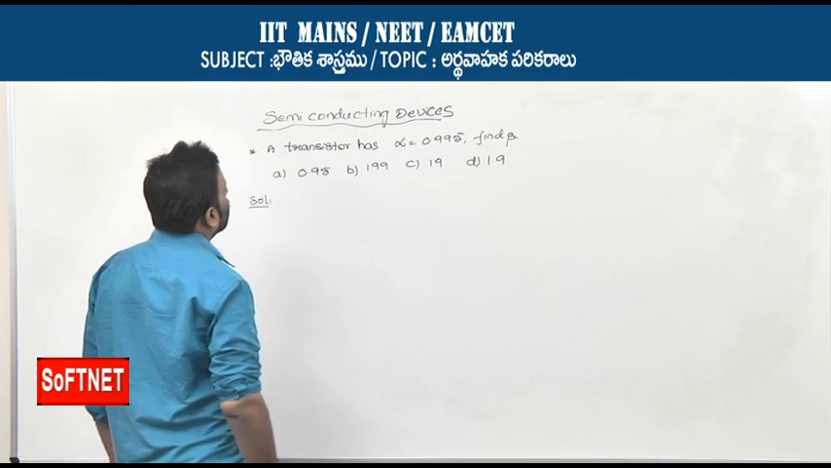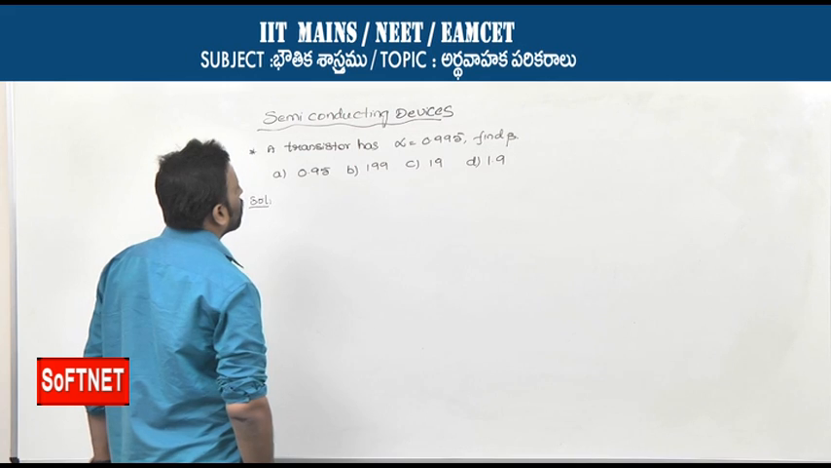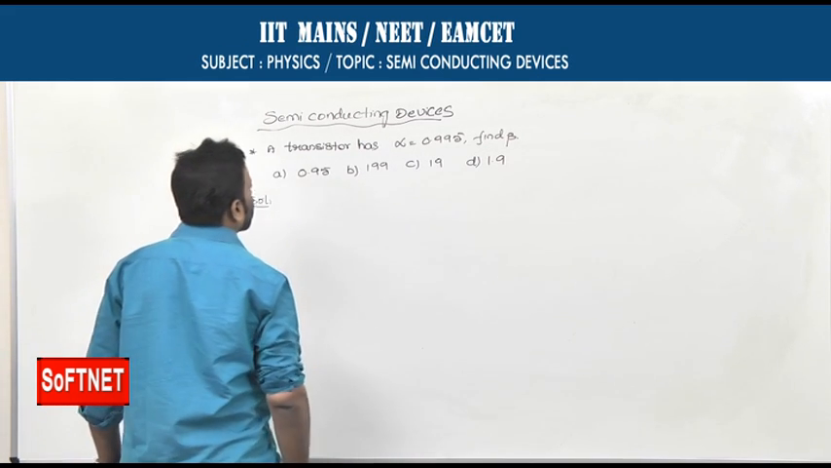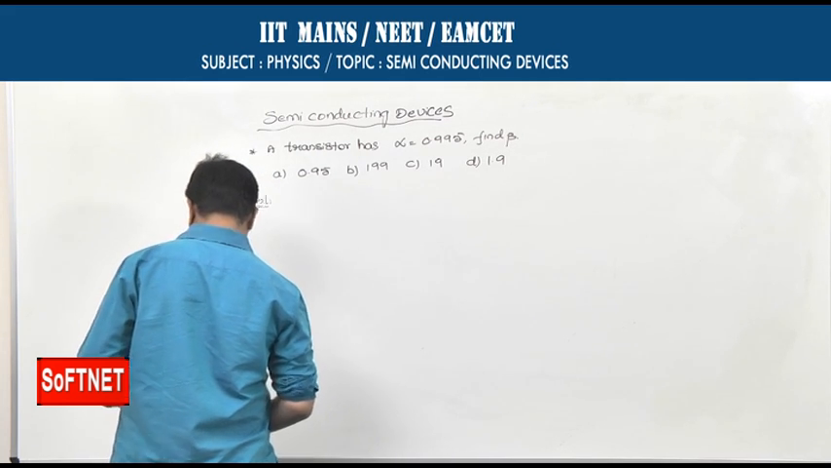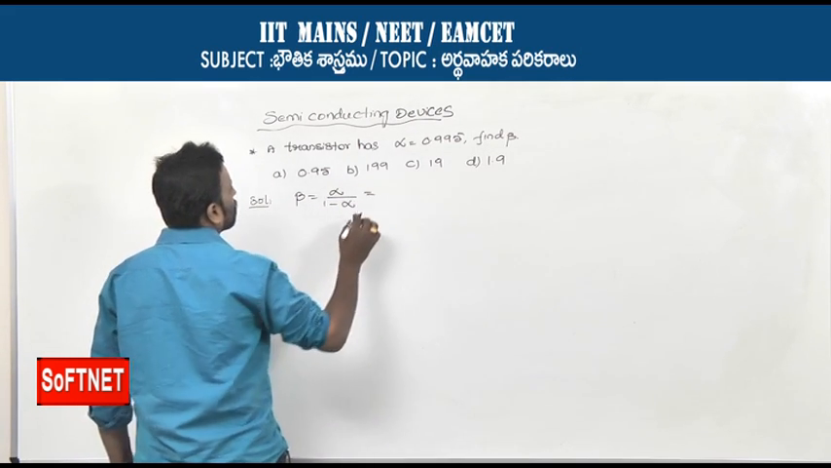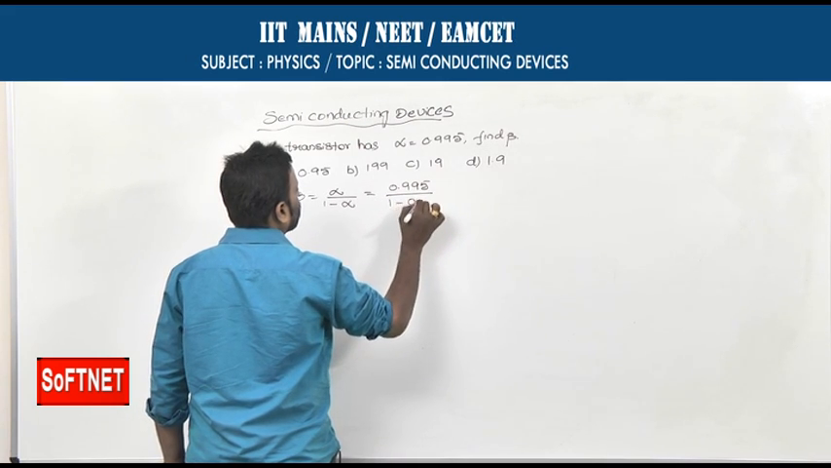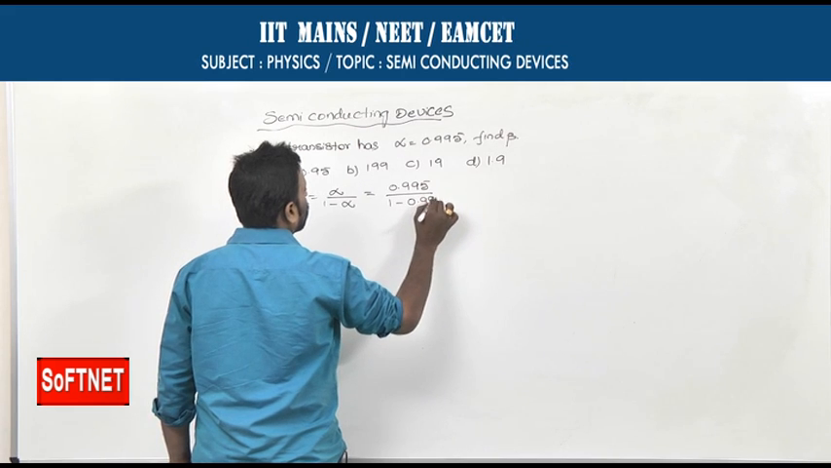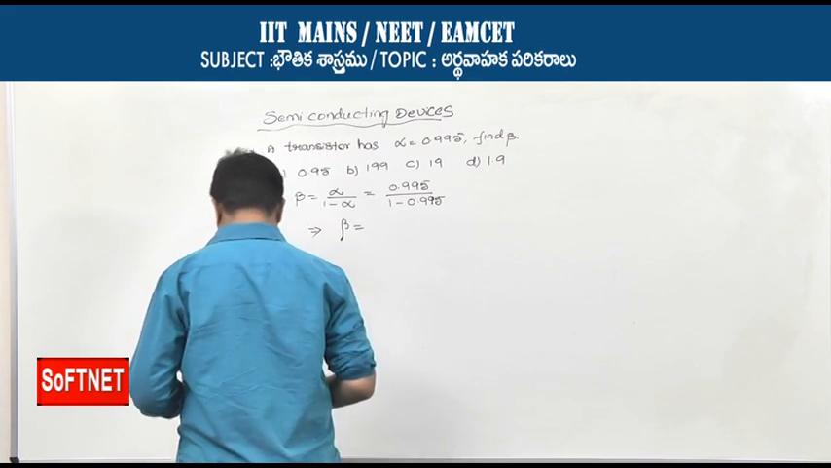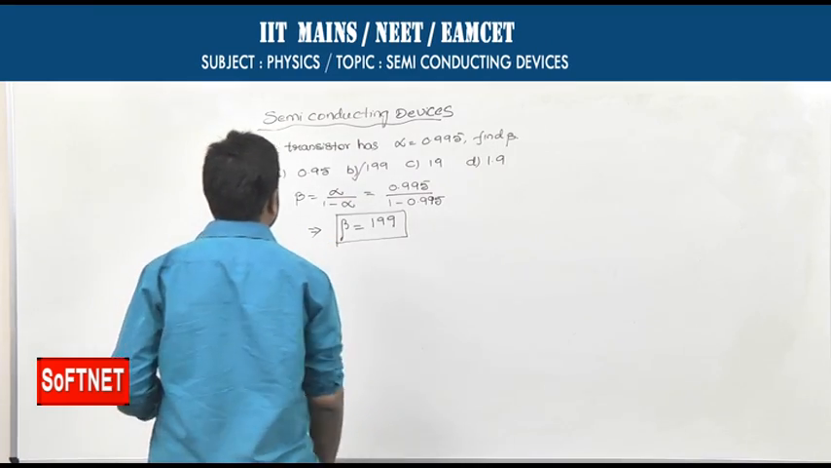Sir, a transistor has alpha value 0.995. You are asked to find beta. The given options are 0.95, 199, 19 and 1.9. In case of transistor, the relation between alpha and beta is beta equal to alpha by 1 minus alpha. That is, alpha is given as 0.995 by 1 minus 0.995. When you simplify that, approximately the value of beta is going to be 199. So the second option is the correct one.